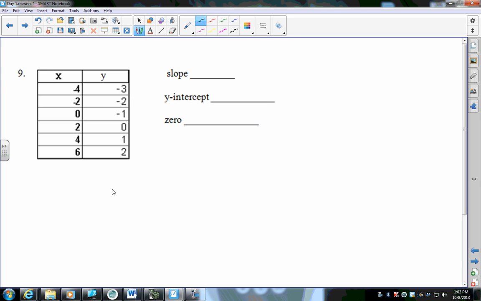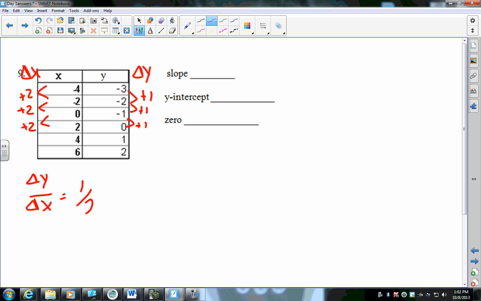On number 9, though, this time we don't have a graph. This time we have a table. To find your slope, we're going to do delta y, the change in y, over the change in x. Right here, I'm going to go plus 1, plus 1, plus 1, delta x, plus 2, plus 2, plus 2. Delta y divided by delta x. 1 divided by 2. That is your slope. So up here, I'm going to put 1/2.